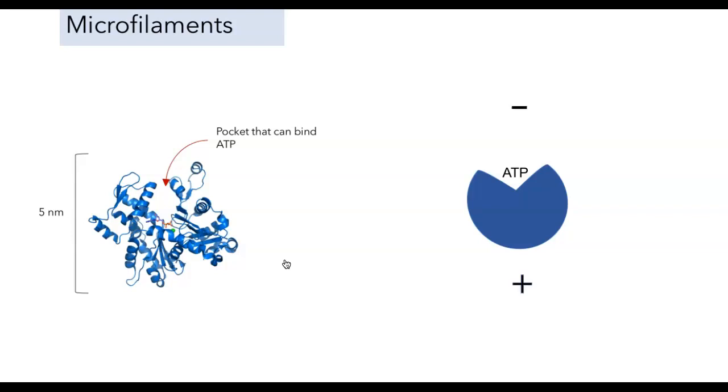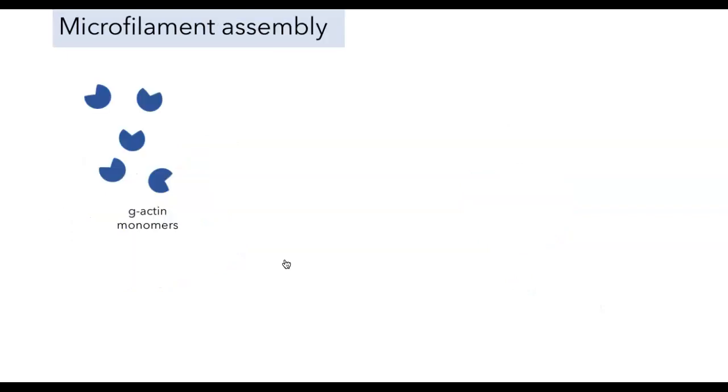And these are sometimes referred to as the minus side and the plus side. It has nothing to do with charge, but instead of how it's going to behave when it gets incorporated into a larger filament. Another little bit of terminology is that the minus end is associated with the pointed end of microfilaments, and the plus end is associated with the barbed end.